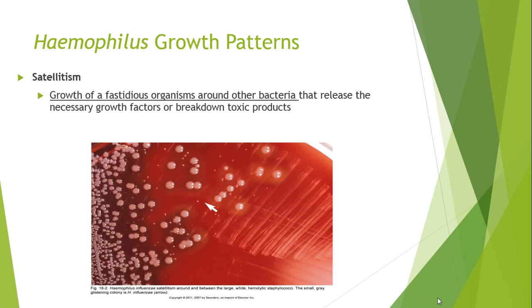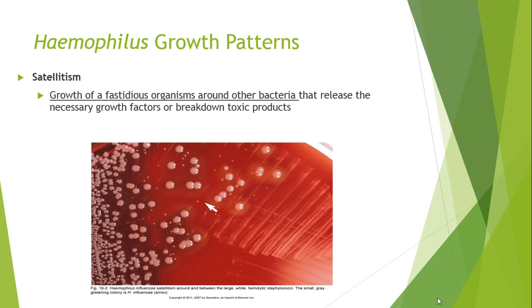Satellitism is a phenomenon that we see on sheep blood agar. Haemophilus influenzae, does it grow on sheep blood? What factors does it need? X and V. And which factors does sheep blood have? Just X. So will Haemophilus influenzae grow on it? It should not, right? Well, here we have Staph aureus, and we've got teeny, teeny, tiny colonies kind of growing around the Staph aureus. See that? They're almost too hard to see.